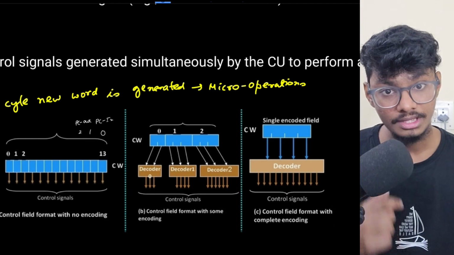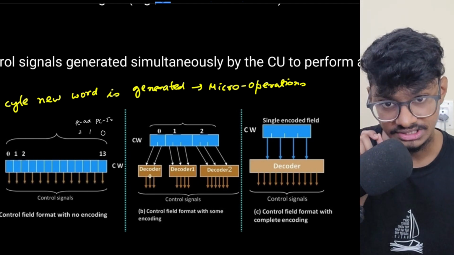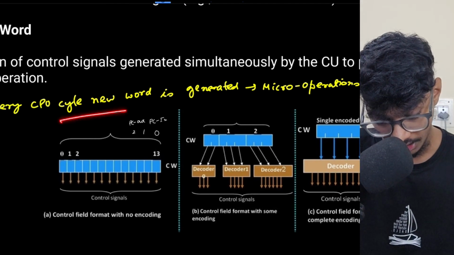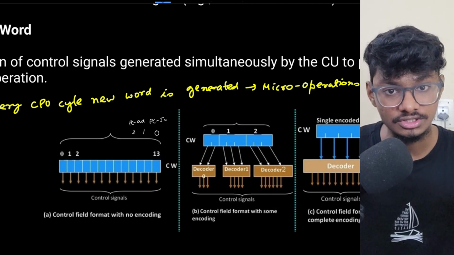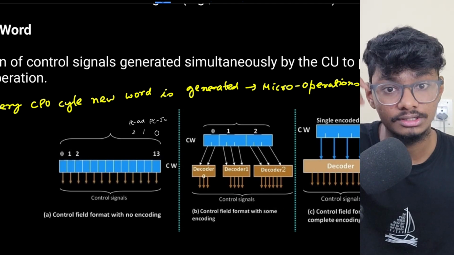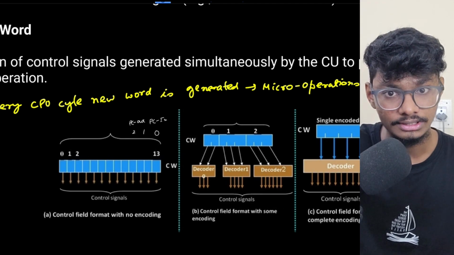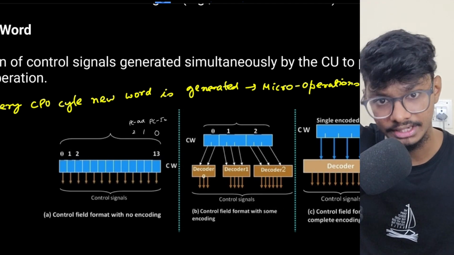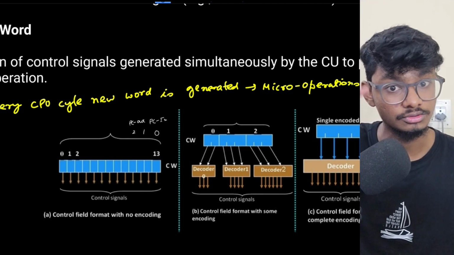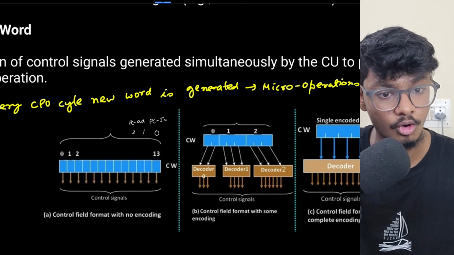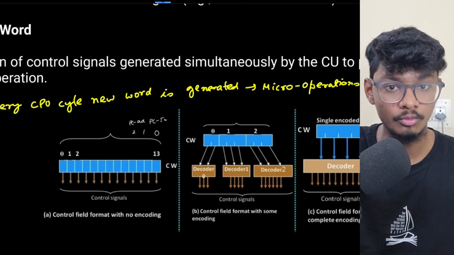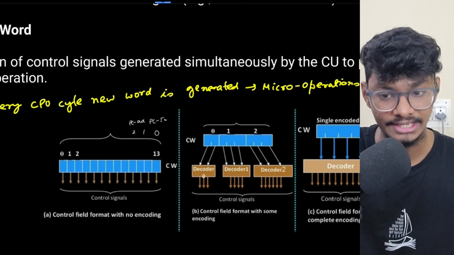So every time a new micro operation is generated, that means a new control word is generated. The control unit gives control signals to perform a new task, so some data in, some data out will be turned on, right? So this is the actual meaning of micro operations. I hope now the concept of micro operations has been cleared.